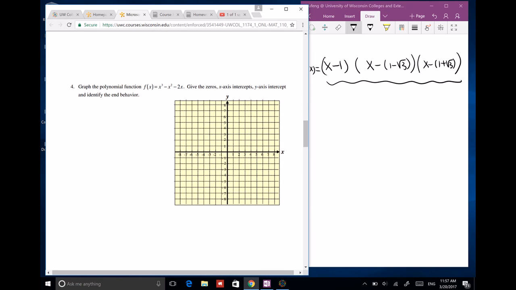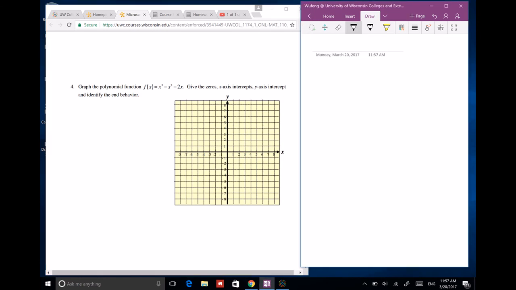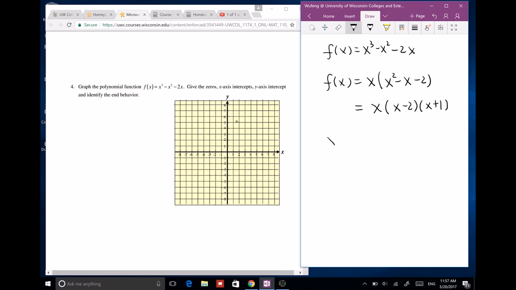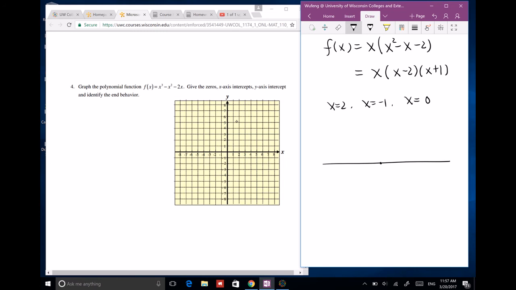All right, the next one, number 4. Number 4 is pretty much the same thing as number 1. f(x) = x³ - x² - 2x. What you need to do is factor x out, and you have x² - x - 2. Then you factor more, you have (x - 2) and (x + 1). So basically you're going to have 3 zeros: x equals 2, x equals -1, and x equals 0.